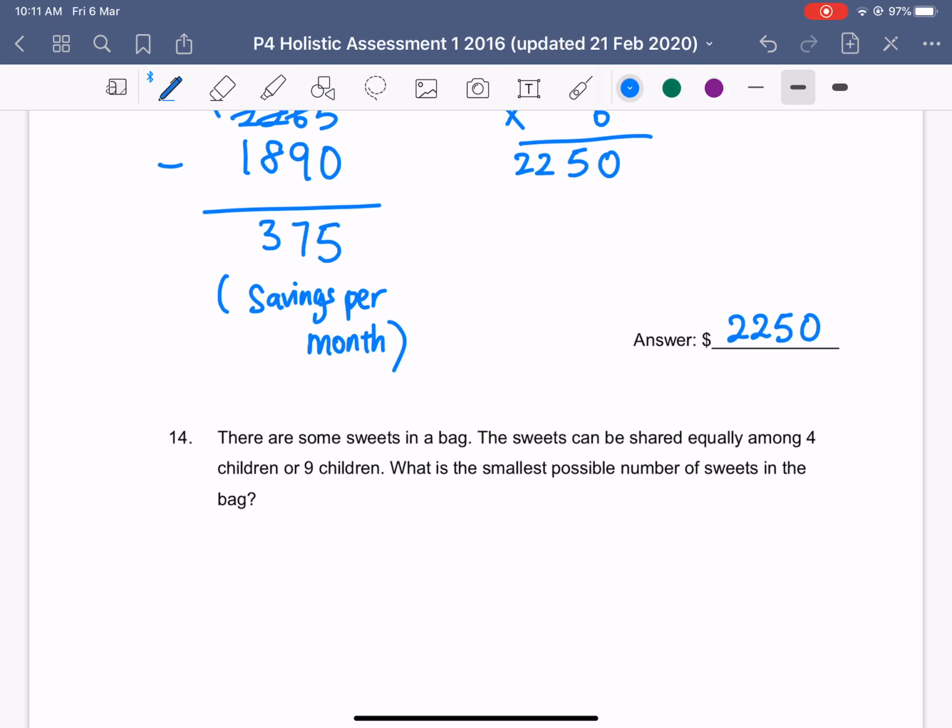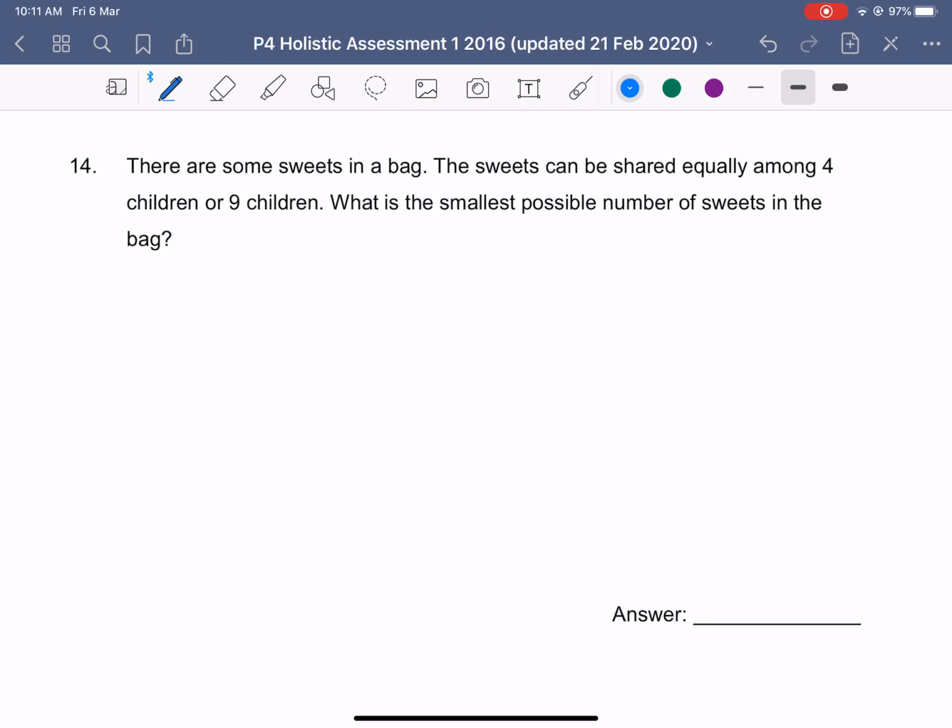Okay. Now, question number 14. There are some sweets in a bag. These sweets can be shared equally among 4 children or 9 children. Okay. So it can be shared in 2 different combinations. What is the smallest possible number?